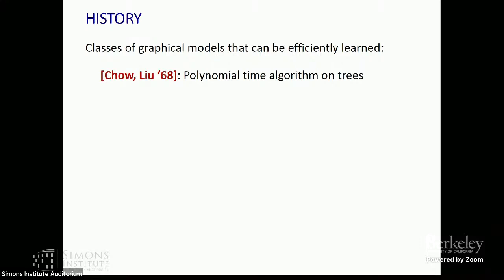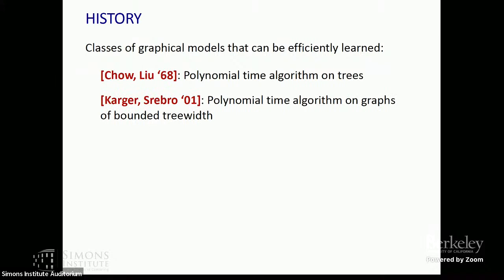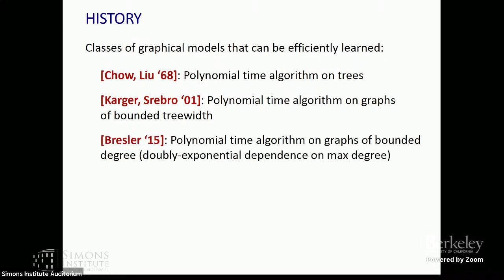So it starts off with the work of Chow and Liu, who gave a polytime algorithm for learning graphical models, provided that the underlying graph is a tree. There's a much more recent work of Karger and Stein, where they gave a polynomial time algorithm that works on graphs of bounded tree width.